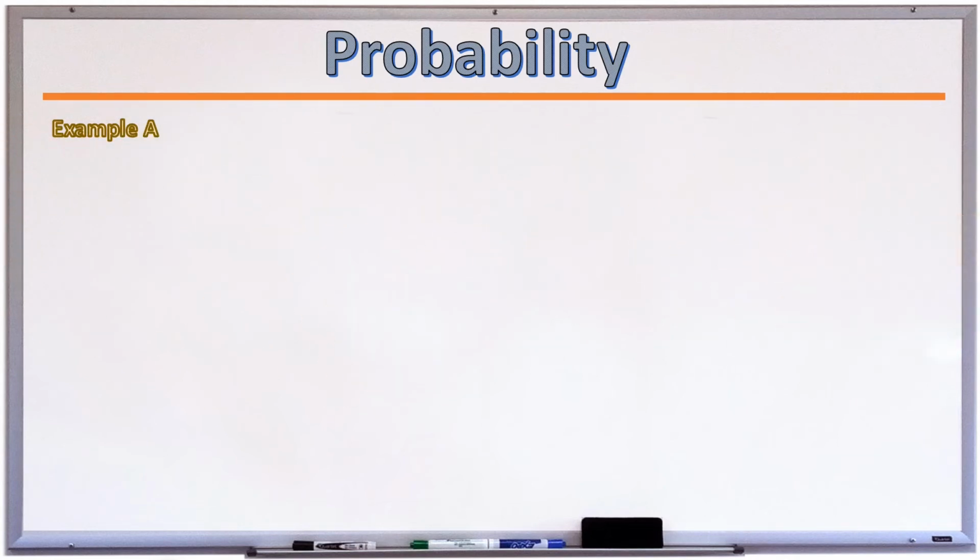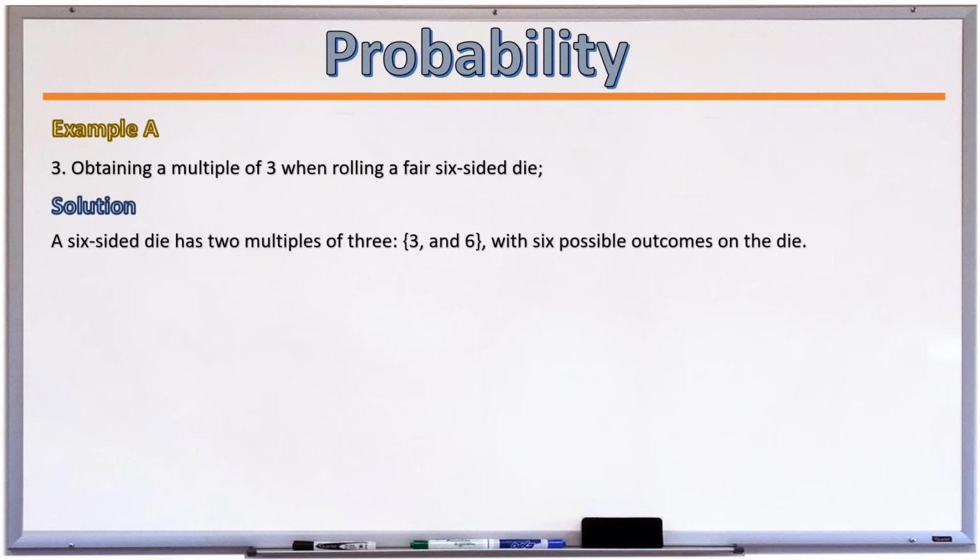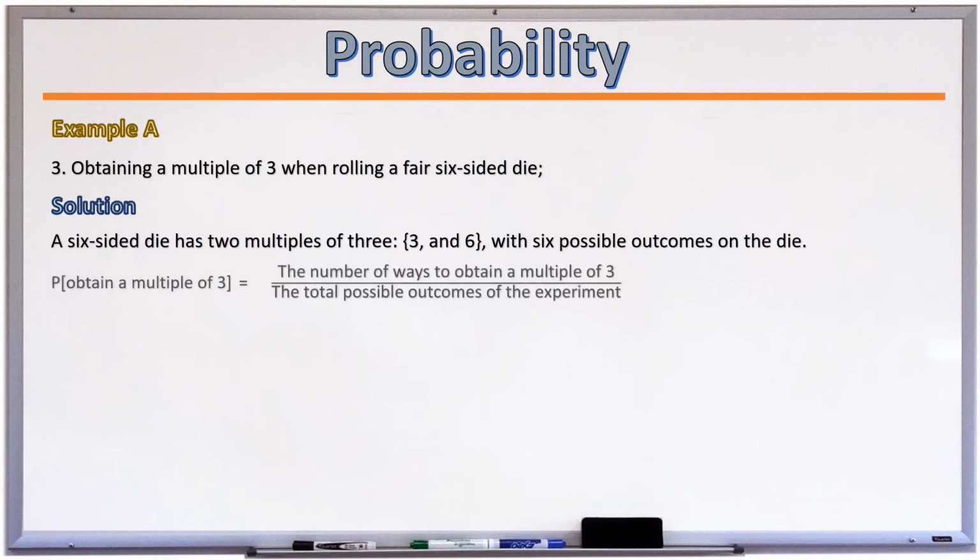Part 3. A 6-sided die has two multiples of 3: 3 and 6. There are 6 possible outcomes in the experiment of rolling a 6-sided die. So using the general definition of probability, this gives us the 2 possible outcomes of a multiple of 3, divided by the 6 possible outcomes of rolling a 6-sided die, and that's 2 divided by 6, which simplifies down to 1 in 3.